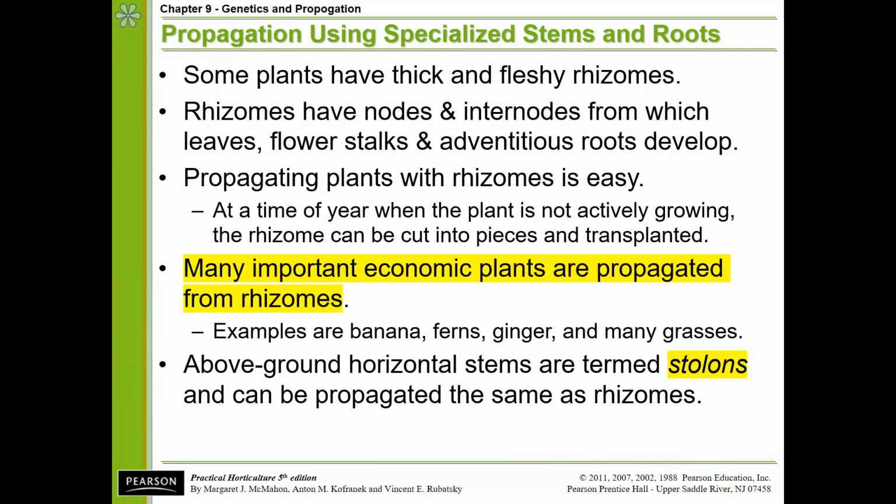The above ground horizontal stems are termed stolons, and they can be propagated the same as rhizomes. Basically, you just divide it, separate it from the natural plant part, and replant it, regrow it.